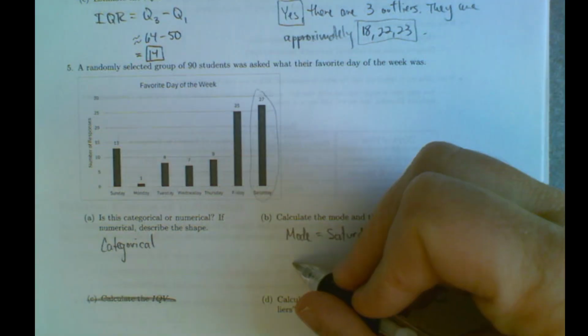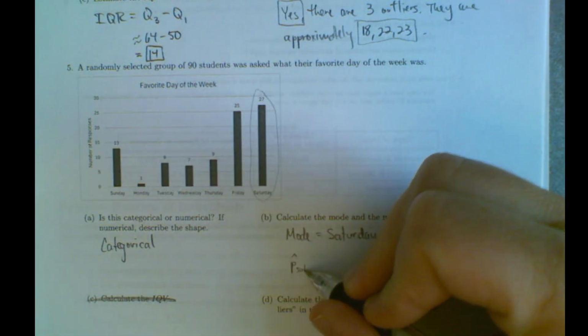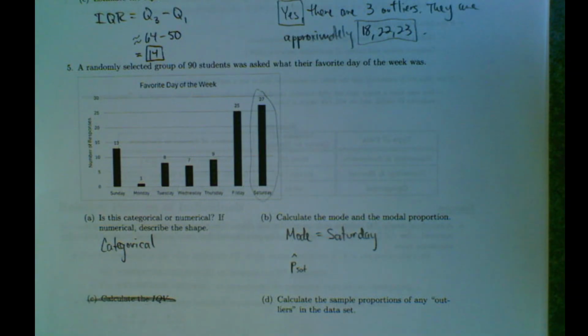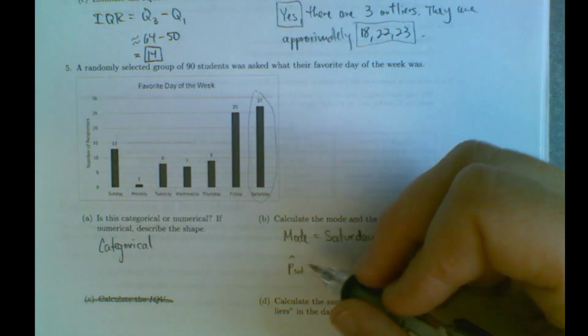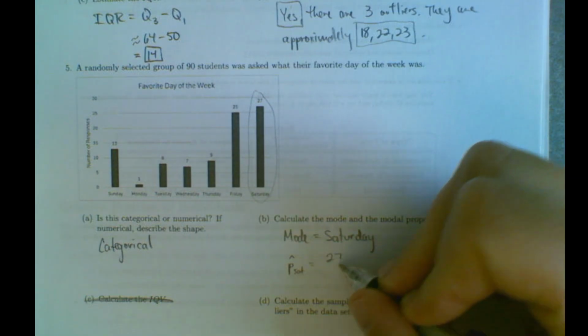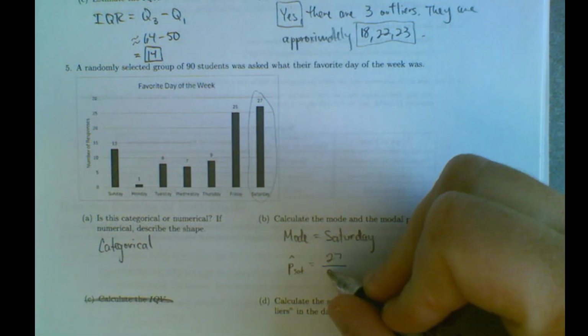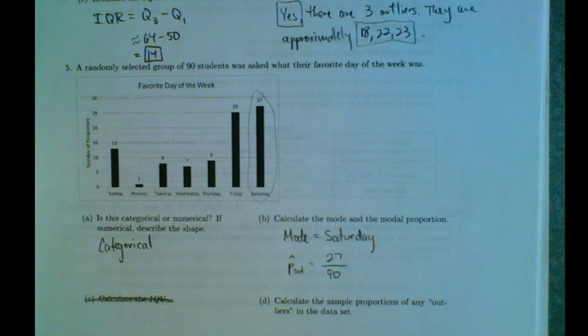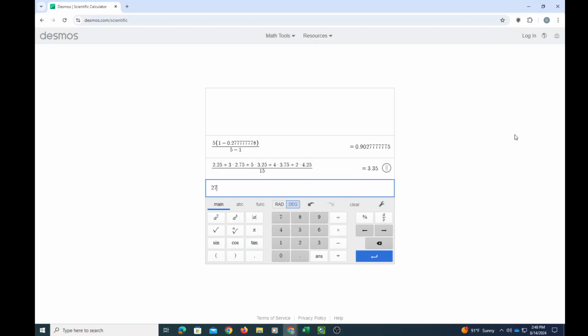The modal proportion, so the proportion for Saturday, P hat sub sat, would be 27 out of the sample size, which was 90. We were told that there were 90 students in this survey. So it would be 27 out of 90. Let's calculate that real quick. 27 out of 90 is exactly 0.